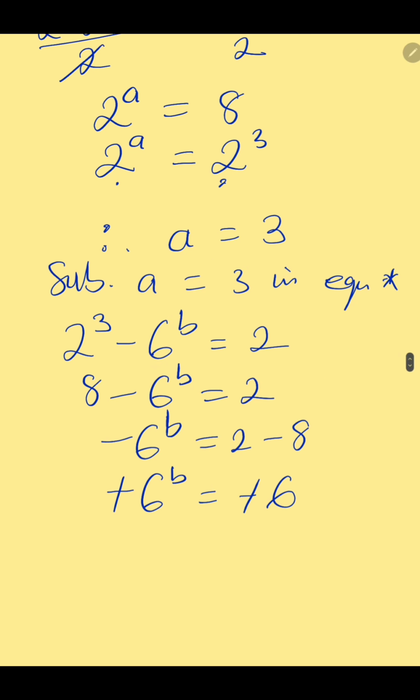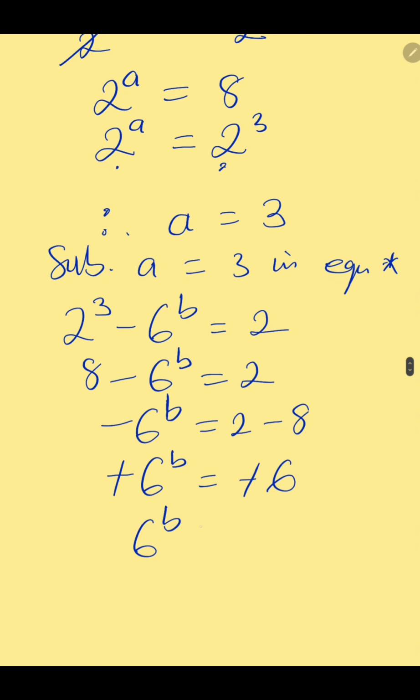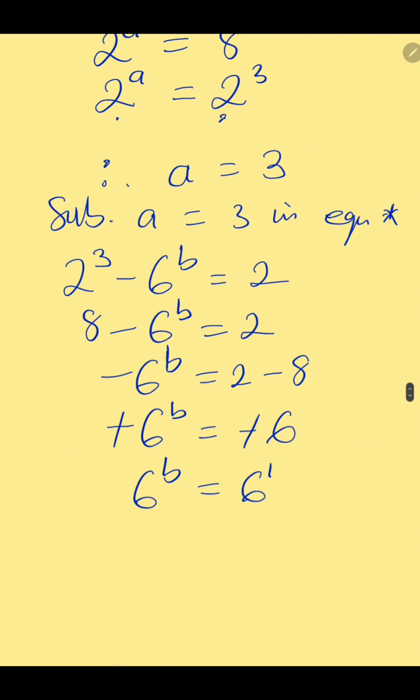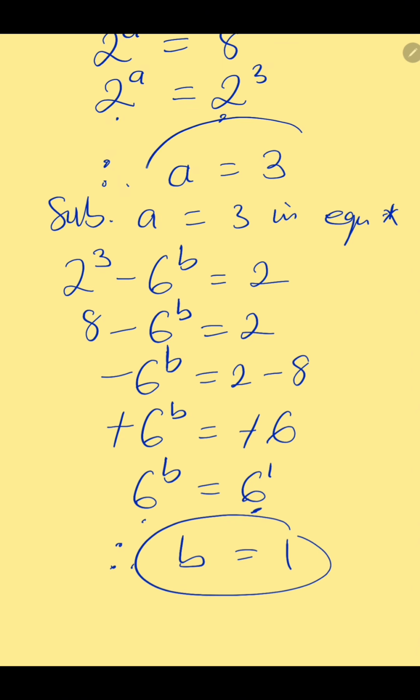Minus cancels minus. So 6 to the power of b is equal to 6^1, because 6 and 6^1 are the same thing. Bases are the same, therefore b equals 1. So our b is 1, while our a is 3.